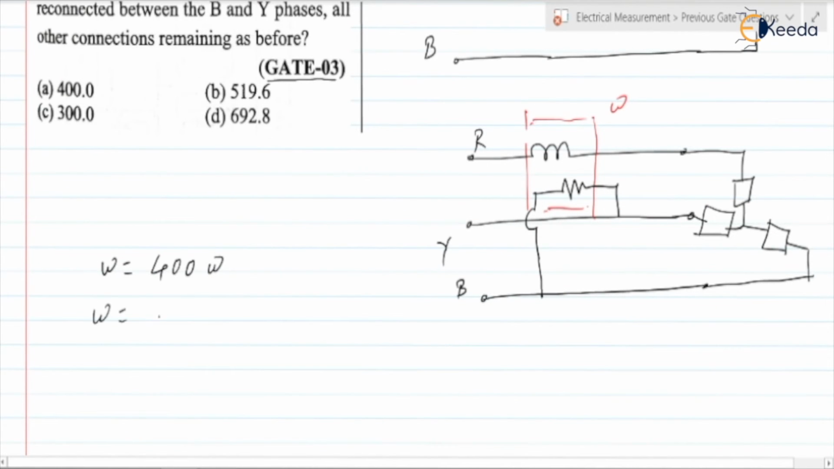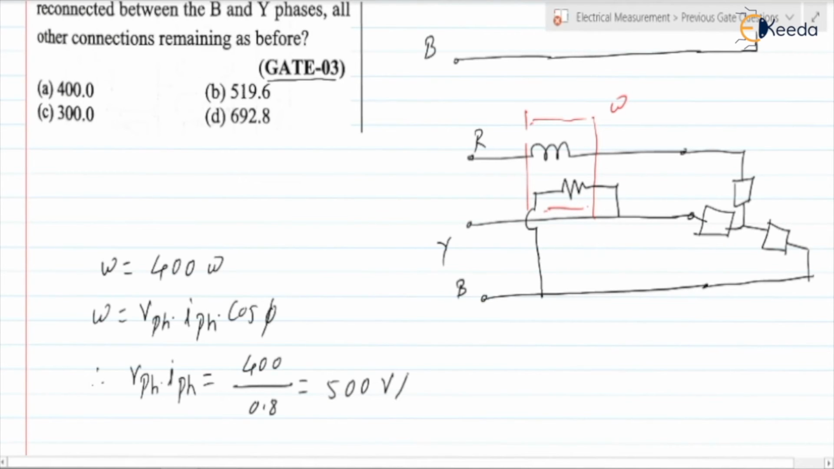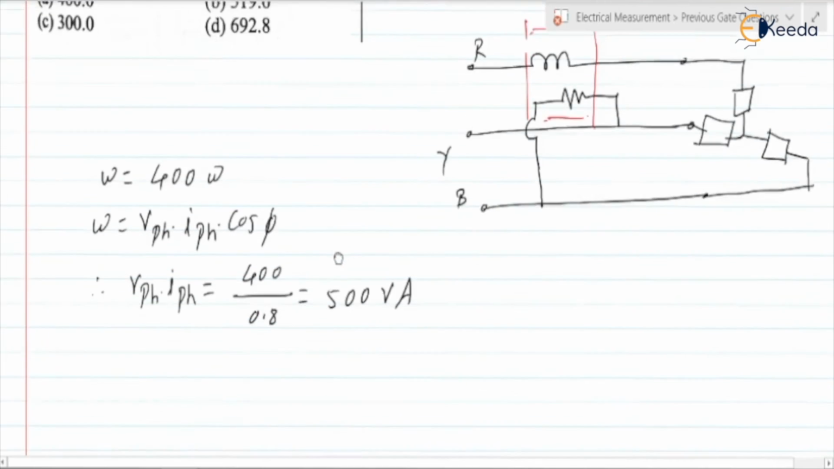So W is equal to VPH into IPH into cos phi, right? So therefore we can write VPH into IPH is equal to 400 divided by 0.8, that is W by cos phi, right? So 400 by 0.8, if you check, it is equal to 500 volt ampere, right? This is the VPH into IPH.